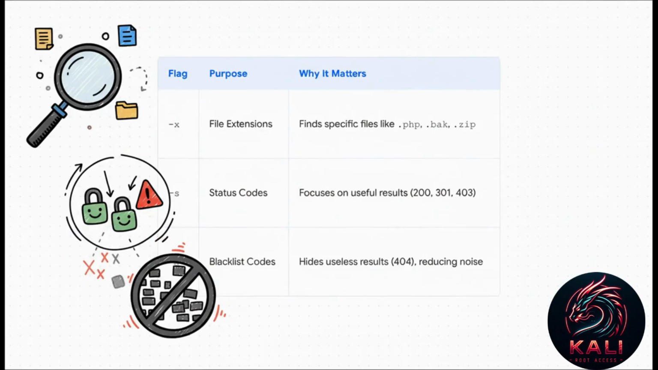And there are other ways to really master your search. You can use flags to fine-tune everything. For example, the -x flag lets you hunt for specific file extensions. So if you're looking for backups, you can tell it to only look for .zip or .bak files. The -s flag is great for focusing on what matters. It tells Gobuster, hey, only show me the interesting stuff, like a 200 or a 403. And the -b flag does the opposite. It cuts out all the useless noise, like hiding the thousands of 404 not found errors. A real pro uses these to get a super clean, focused list of results.